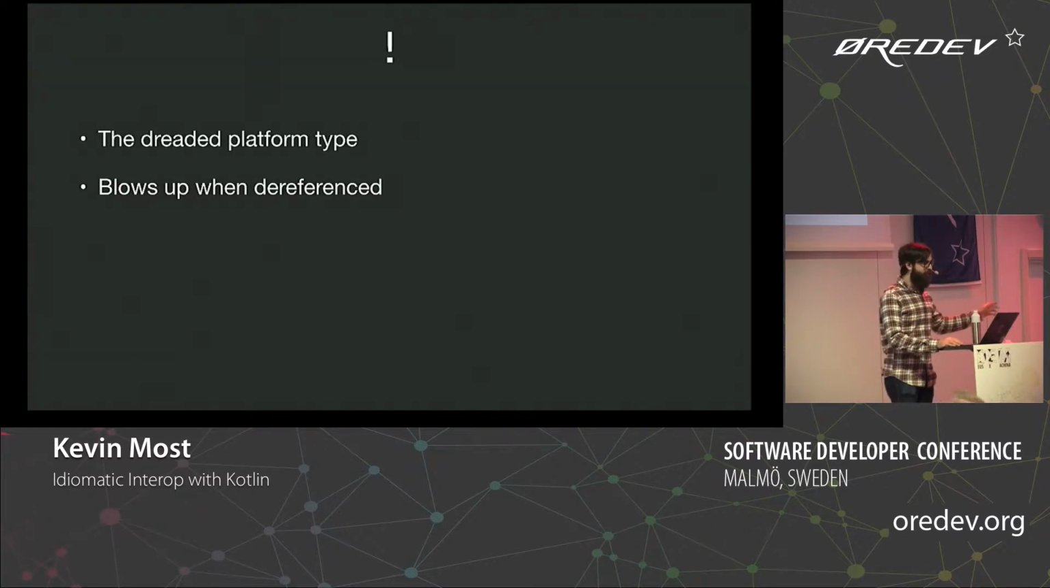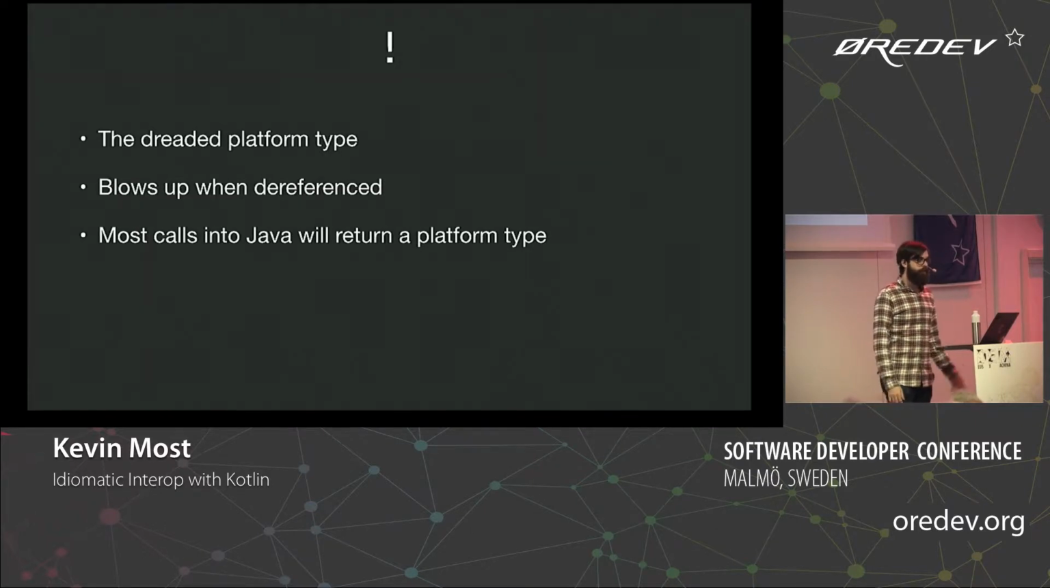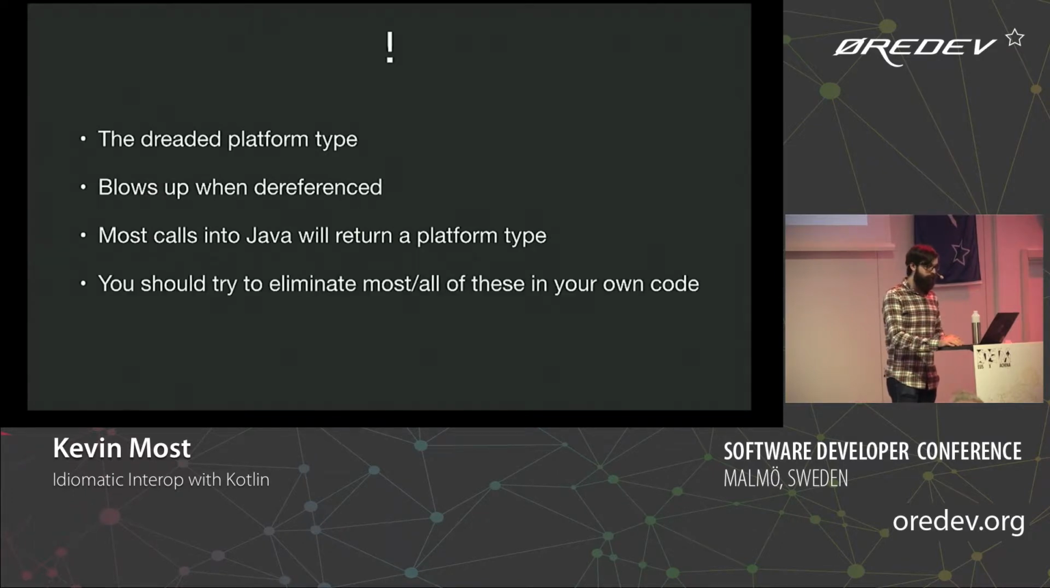So when you call into Java, usually you'll get back a platform type. So if you've worked in Android maybe and you try to get the intent extra on an activity or something, you get back intent exclamation point, and that means maybe that intent's null, maybe it's not. We'll just let you figure it out. Hopefully it doesn't blow up. So I try to eliminate these aggressively, and hopefully most Kotlin users are as well.